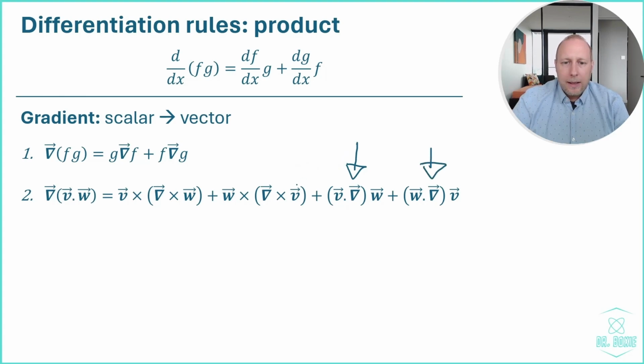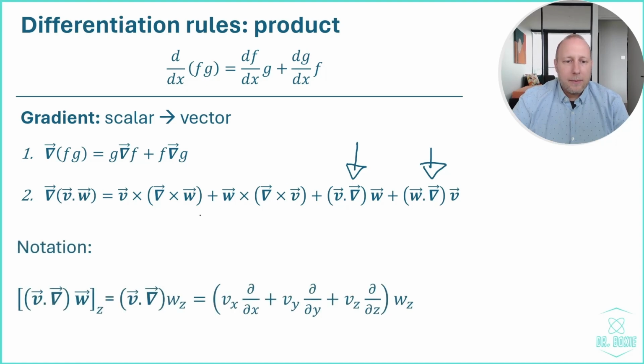What do we mean by dotting a vector with nabla, but in this order? Well, what we mean is the following. If we write v dot del applied to some vector w, if we want, for instance, the z component of that, all we mean is v dotted with nabla, applied to the z component of w.